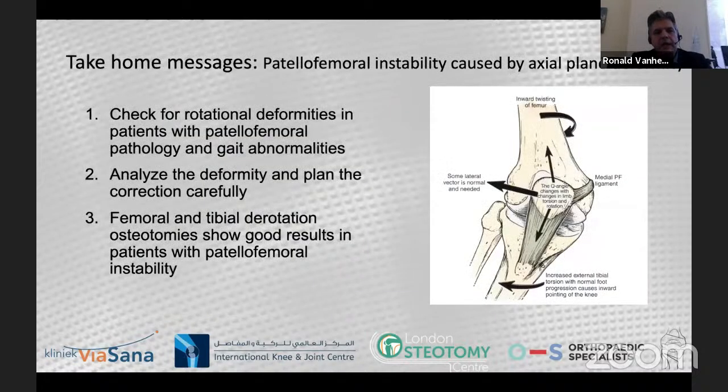As a take-home message, check for rotational deformities in these patients with patellofemoral pathology and gait abnormalities. Your consultations start when the patient walks in, and you will find immediately abnormal gait. And put them prone, do the rotational profile. It only takes 20 seconds. Analyze the deformity and plan the correction carefully. Femoral and tibial derotation osteotomy show good results in these patients with patellofemoral instability.